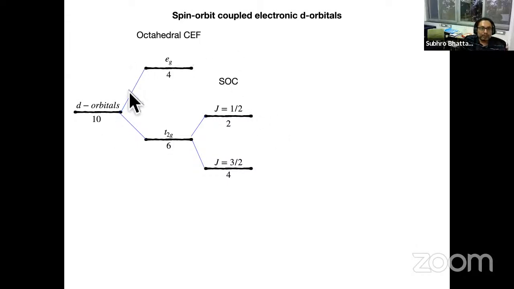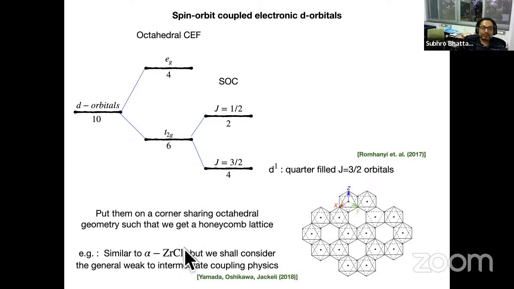This is a situation of d orbitals in an octahedral crystal field, and the case of J equal to 1/2 has been explored quite extensively in the context of iridates and ruthenates. But an equally interesting and maybe a bit richer case is that of the quarter-filled J equal to 3/2 orbitals, which can arise, for example, in a compound like zirconium trichloride, which one can take as motivation for thinking about these kinds of systems, but hopefully there are other materials waiting to be discovered.